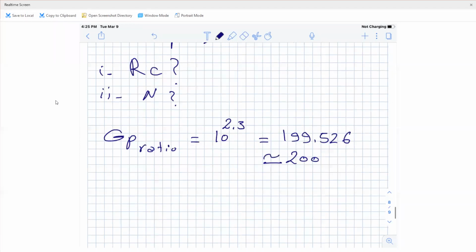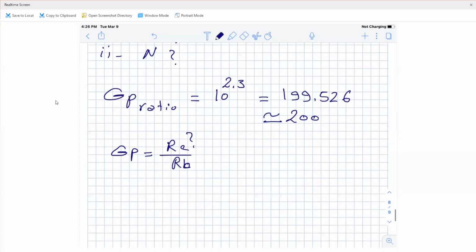Now, we said that the processing gain in the direct sequence spread spectrum system, GP, equals RC over RB. And RC is unknown. RB, of course, we can determine from the information in this example. Let's look at the problem. First of all, we can determine the sampling frequency.